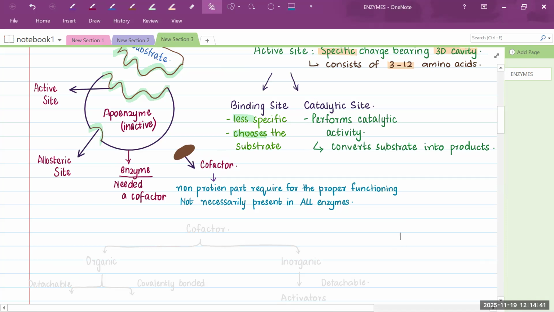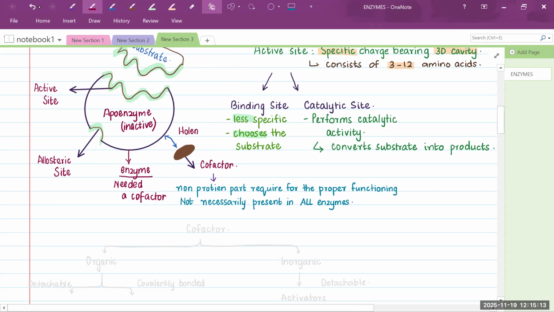Also, now the cofactor is attached to it. Now we can say this cofactor is attached, and this enzyme will be known as a holoenzyme.